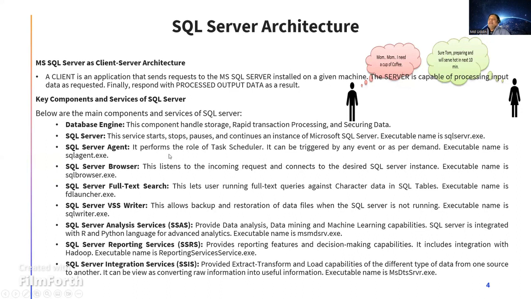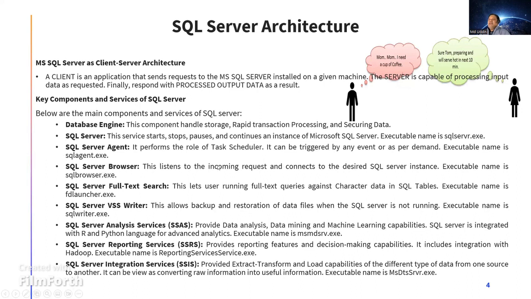SQL Server Agent performs the role of the task scheduler, and it can be triggered by an event or on demand. The executable name is SQLAGENT.EXE. This is the executable file name. There is an agent like your client. Whenever you're sending the request through the SQL Server Agent, it goes to the SQL Server. SQL Server sends the request to the database engine. It fetches the data, comes back to the server, and then it's provided to the client agent again. And this agent will provide it to the client.